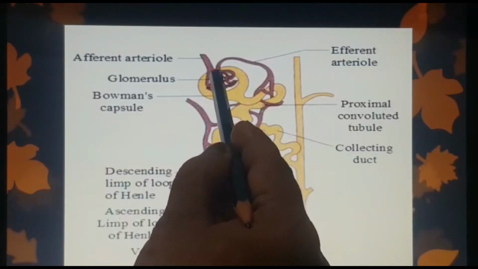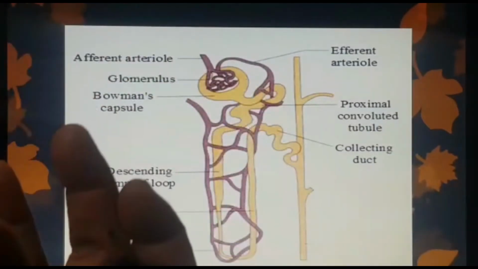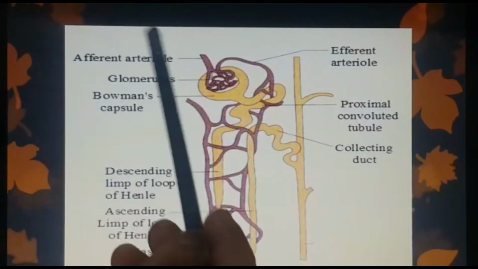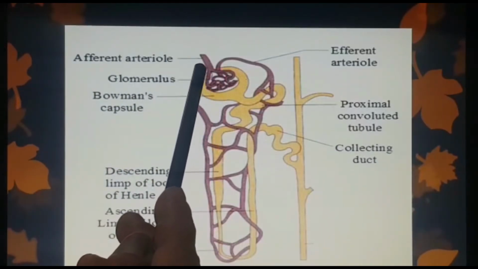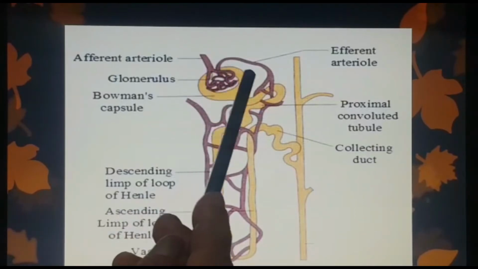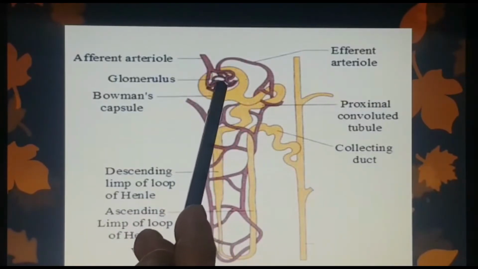Inside this, the network of capillaries is like a bunch, a bunch of capillaries called glomerulus, and where it is present is this cup shaped structure of the nephron unit, which is said to be the Bowman's capsule.